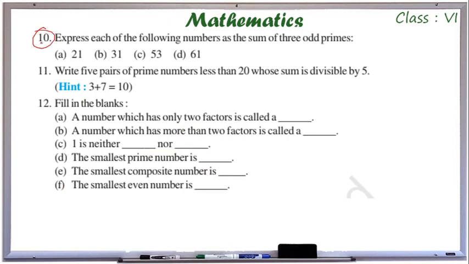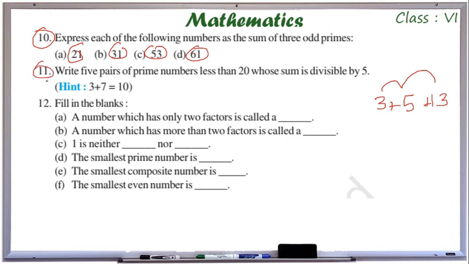Coming to the 10th question, you have to do it as homework. Express each of the following numbers as a sum of 3 odd primes. So that also you have to do as homework. I will show one example. For example 21. I have to express it as a sum of 3 odd numbers. For example 3 plus 5 plus 13 is 21. Like that, you have to express all the other numbers as the sum of 3 odd prime numbers.